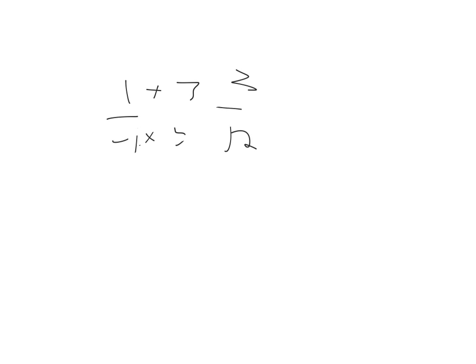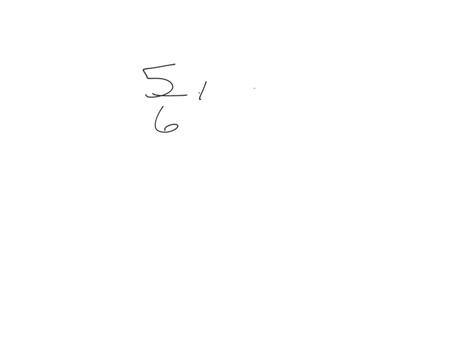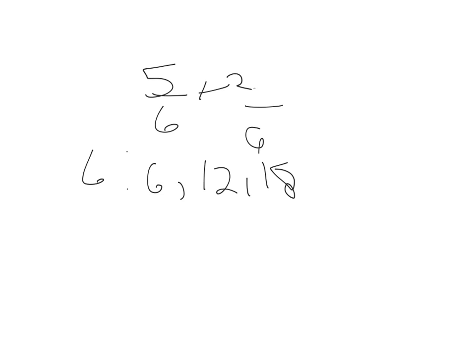If the denominators do not go into each other, we can find a multiple of both numbers, so we find a common denominator. For example, 5/6 plus 2/9. 6 does not go into 9, so we have to find a multiple of both numbers. 6 has multiples of 6 times 1, 12 is 6 times 2, and 18 is 6 times 3. So we're going to stop there. 9 has multiples of 9 times 1, 9 times 2 is 18, so we found a match.